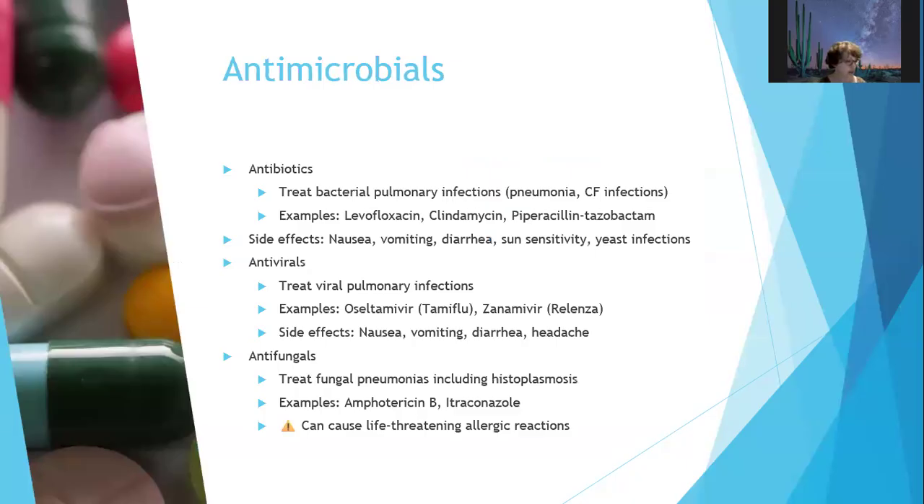So antimicrobials are going to be used for pulmonary infections like pneumonia, or people that have infections associated with cystic fibrosis. They might use antimicrobials in that case. So all the different antimicrobials that you know. Side effects: nausea, vomiting, diarrhea, sun sensitivity, and yeast infections.